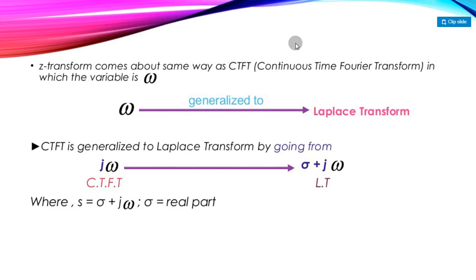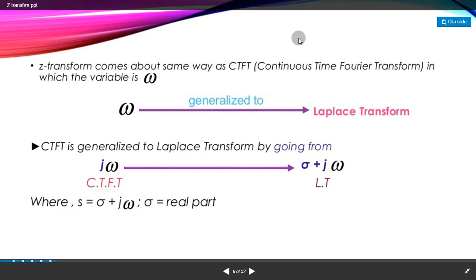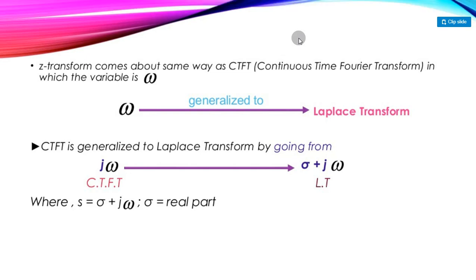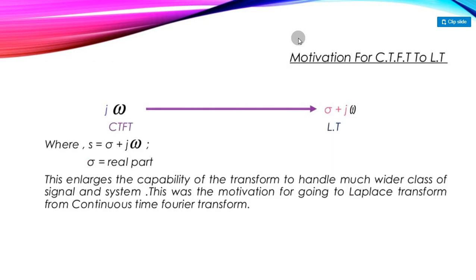Okay, so we will add a real part to convert a continuous time Fourier transform to the Laplace transform. In case of Laplace transform, there is a real part that has been added to the continuous time Fourier transform, through which it has been changed from continuous time Fourier transform to Laplace transform. Okay, so let's proceed with the next slide.